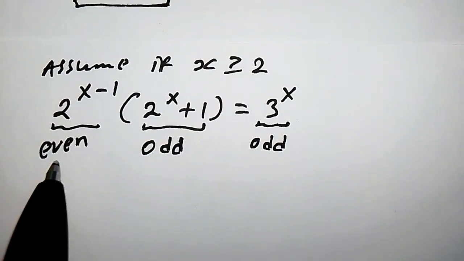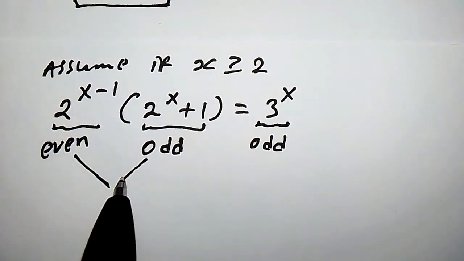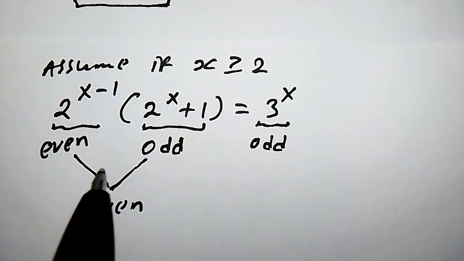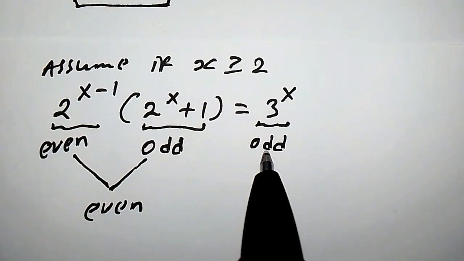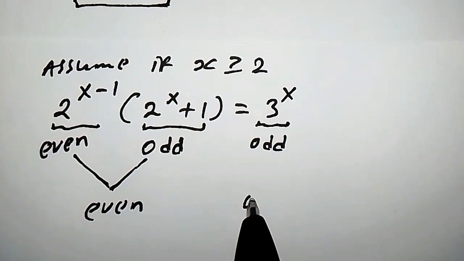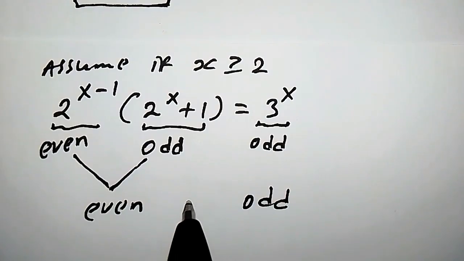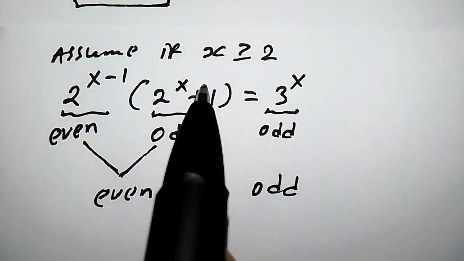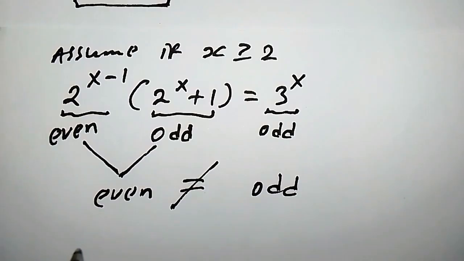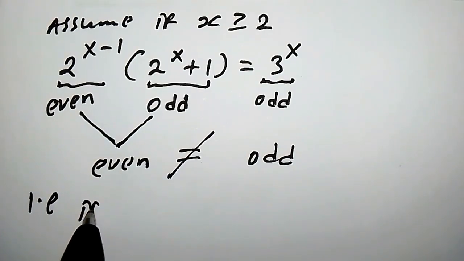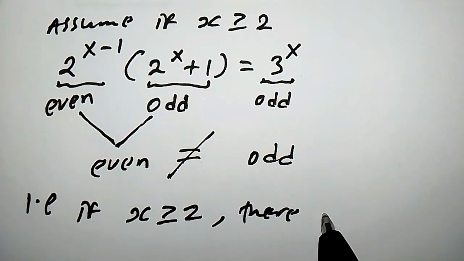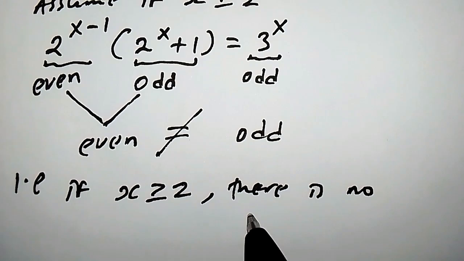Whenever we multiply both even and odd together, this will always produce an even number. That is, simply put, even times odd will always produce an even number, and this guy is odd, so we have odd here. And there is no way an even number will be equal to an odd number. This means that for the case when x is greater than or equal to 2, there is no solution. That is, if x is greater than or equal to 2, there is no solution.